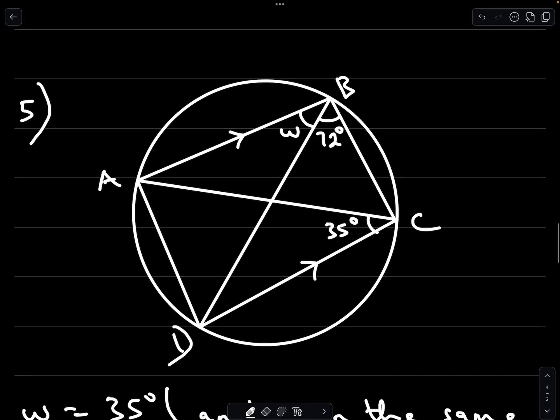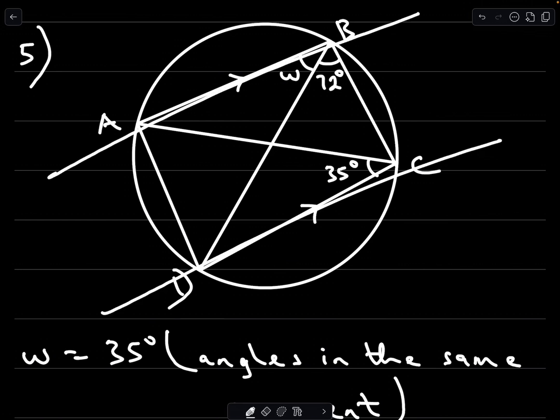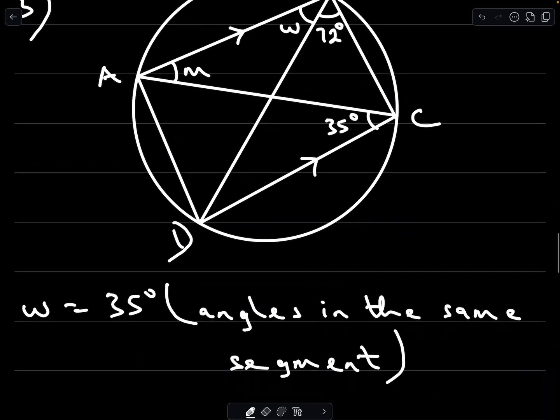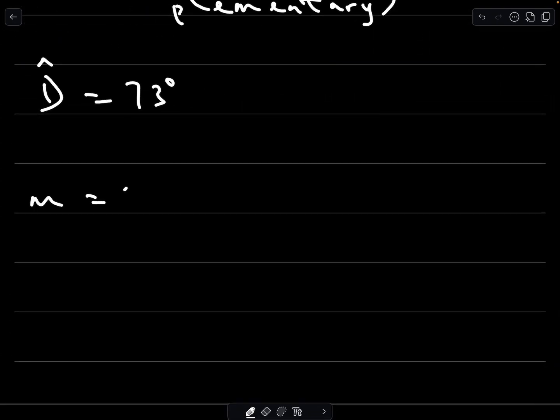Now I found two of the angles already, two of the angles of the quadrilateral ABCD. Now what else can we do? If AB is parallel to DC, that simply means this angle and this angle are equal because they are alternate angles. So let me call this M. M equals 35 degrees, and the reason is because they are alternate angles.